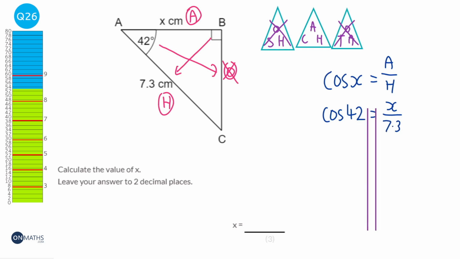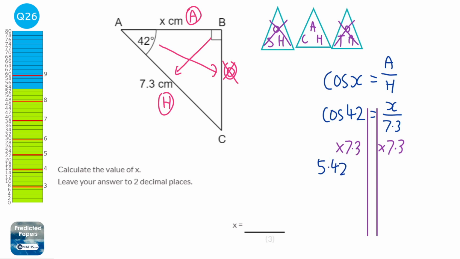So next we get our solving lines in, and notice to get x on its own, what we're going to do is just times both sides by 7.3. And when we do that, 7.3 times cos 42, and be careful when you type in cos 42, close the brackets, then times it by 7.3. A lot of calculators open brackets when you type in sine, cos or tan. And we get 5.424 and so on, equals x. So round to 2 decimal places, it will be 5.42.